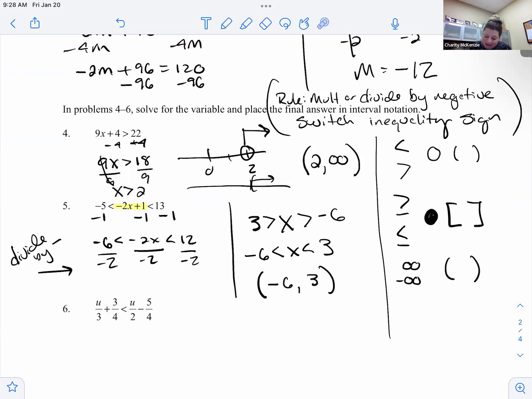Okay, and again, you read this from the middle. X is greater than this and X is less than this. It reads the same here. X is less than this and X is greater than this. They read the same way. Okay, so read from the variable.